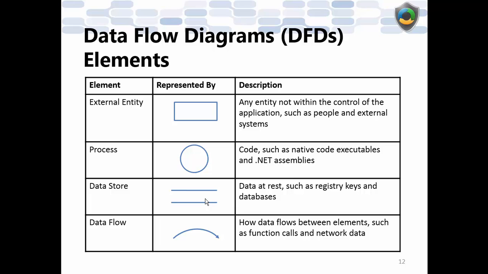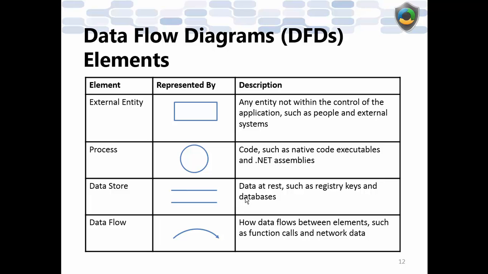Sometimes this is shown as a rounded rectangle. You'll see that it is rounded here, with a little bar across the top of it. The third DFD element is the data store element. Notice that the data store represents data at rest. And typically it's equated with registry keys, but even more so with databases.